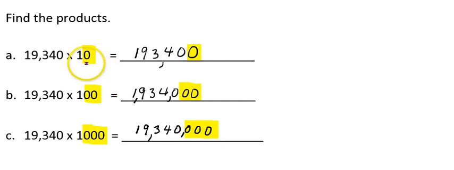So if I'm multiplying by 10, the product results in an extra 0 on the end. If I'm multiplying by 100, I see there's 2 extra zeros. If I'm multiplying by 1,000, I have 3 extra zeros on top of the original number.